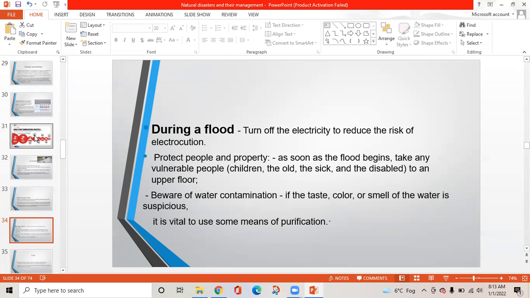During a flood, turn off the electricity to reduce the risk of electrocution. Protect people and property as soon as the flood begins. Take any vulnerable people, children, old, sick, and disabled, to an upper floor. Beware of water contamination. If the taste, color, or smell of the water is suspicious, it is vital to use some means of purification.